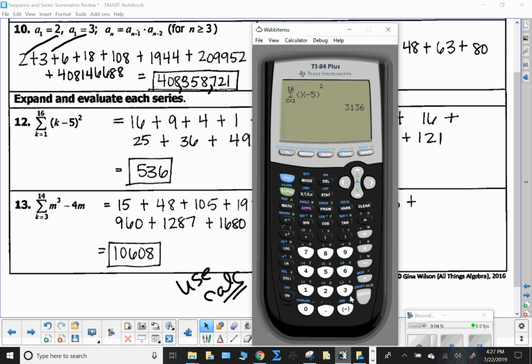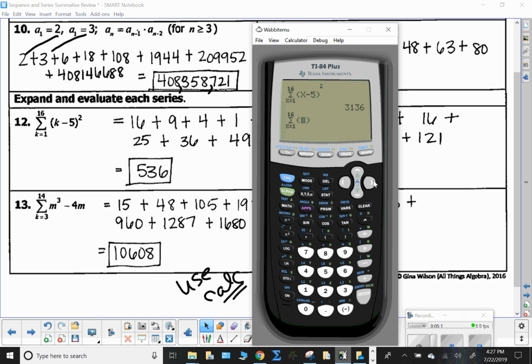Oh, whoops. I know what I did wrong. Math, it's squaring the sum. Sorry, math, 0. We'll do x equals 1 to 16. I just realized where the squared went.